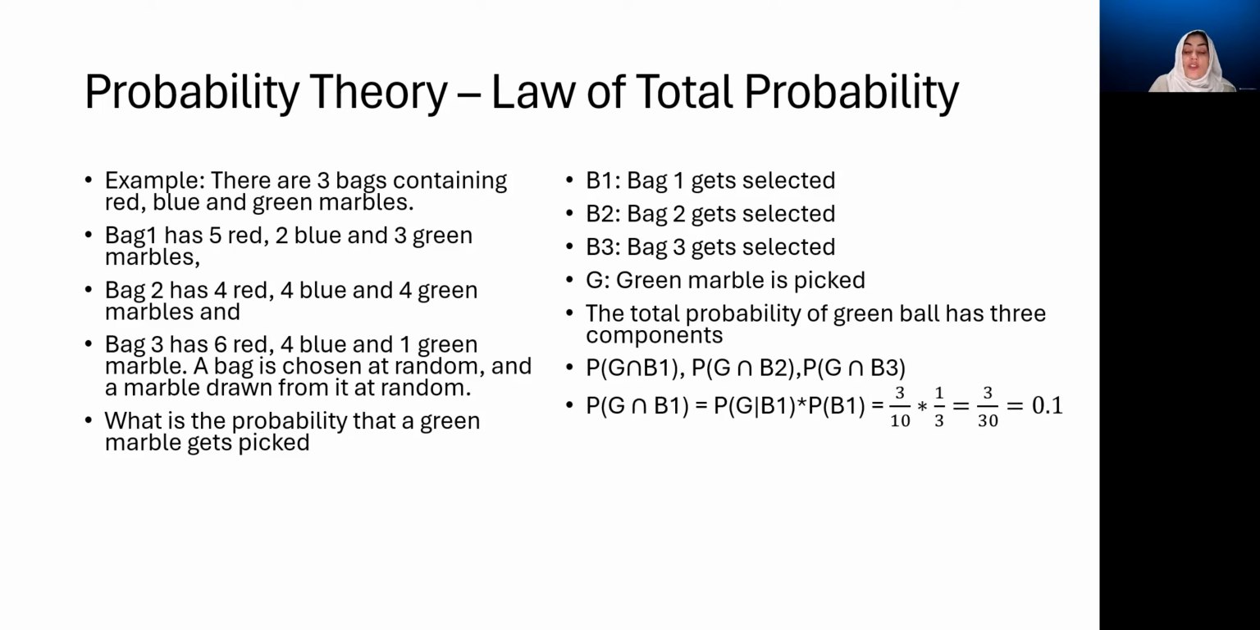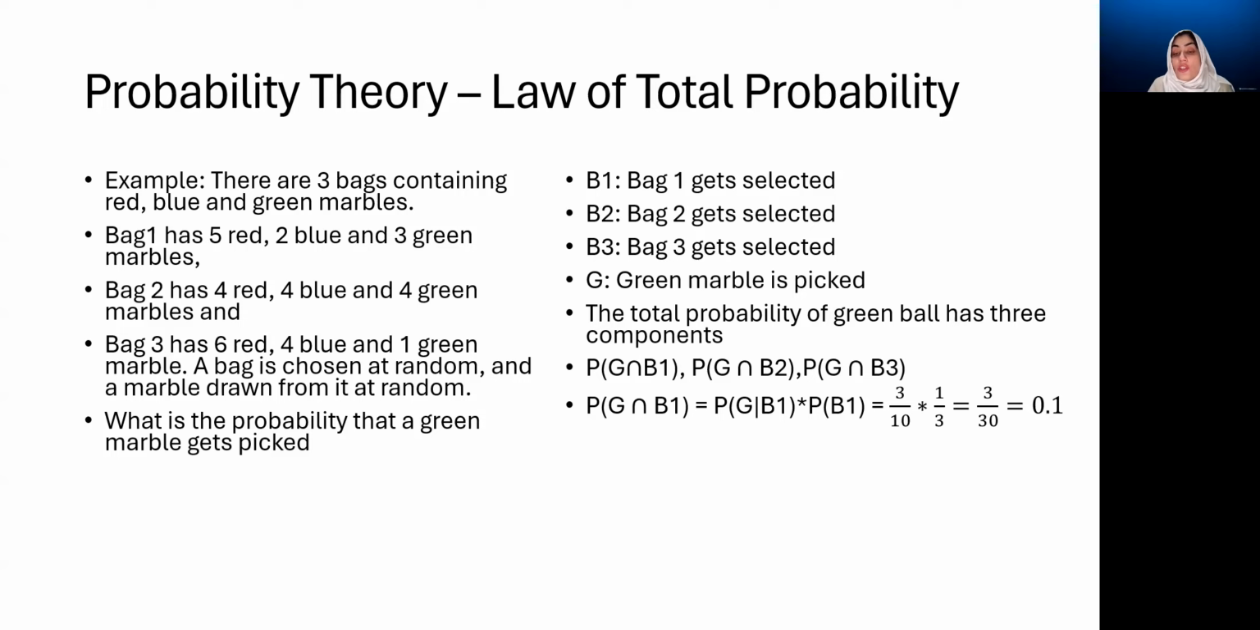P of G intersection B1 gives us, by using the conditional probability expression, P of G given B1 into P of B1. So this probability is basically calculated based on the fact that B1 is selected. We do not know exactly which bag will be selected, but for this probability, the event is stated as a fact that B1 is selected.